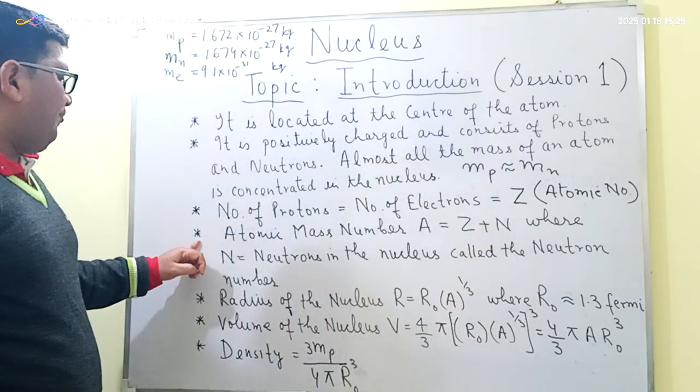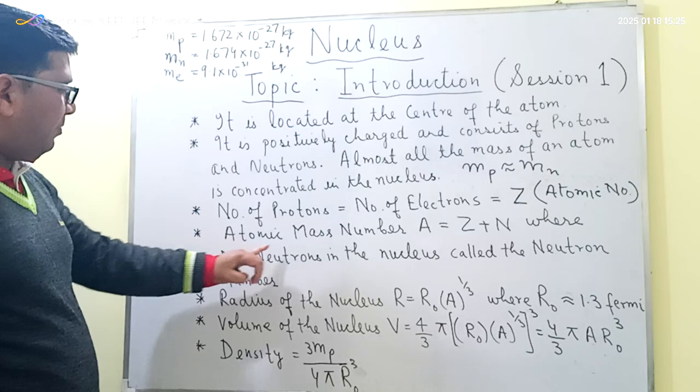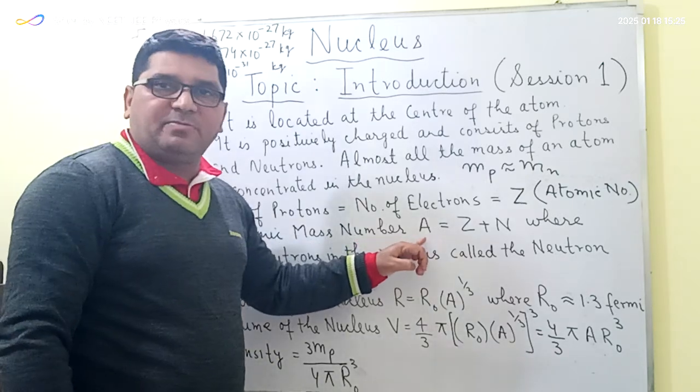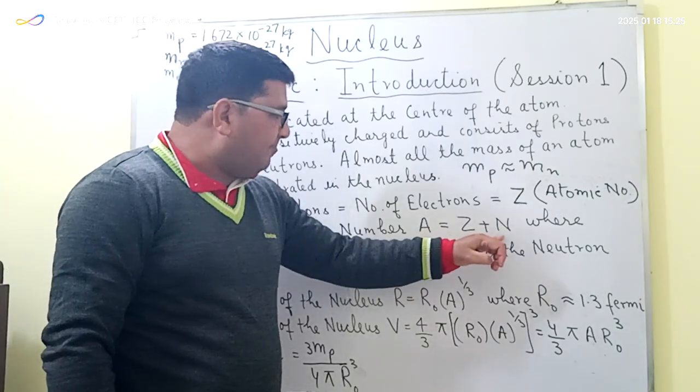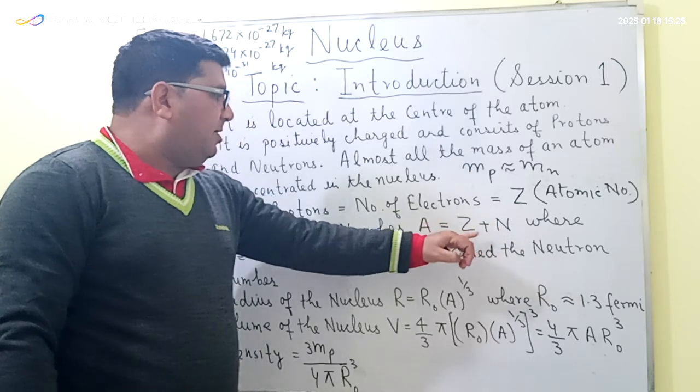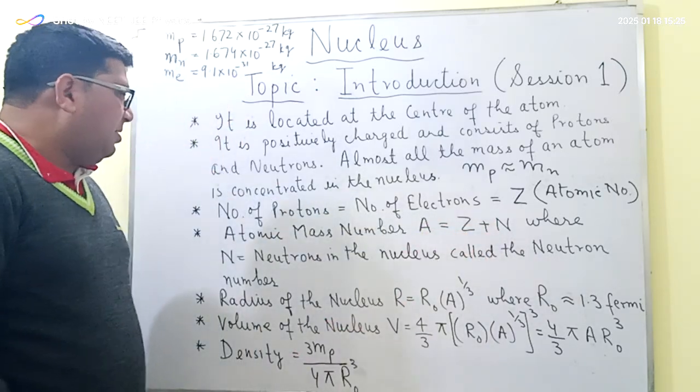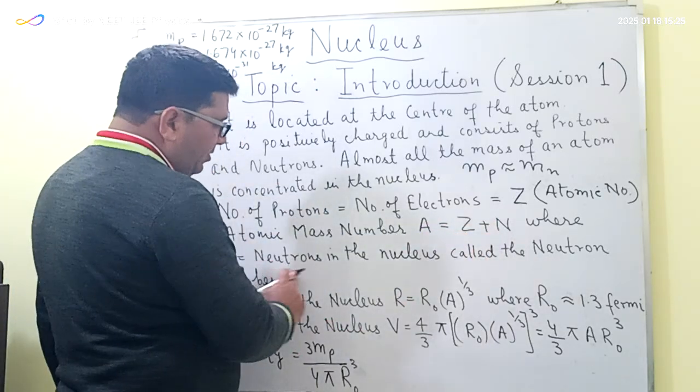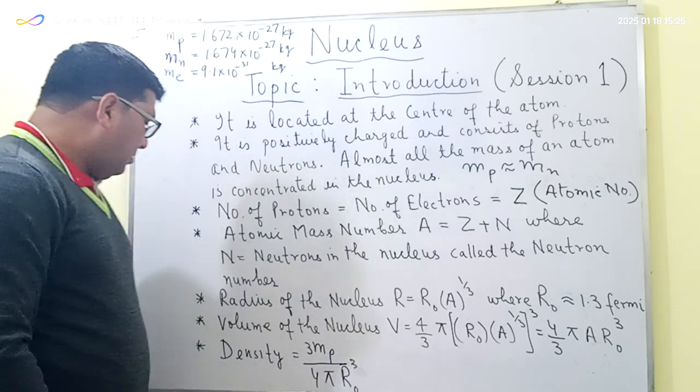The fourth point is the atomic mass number of a nucleus, which is depicted by capital A. This is equal to Z plus N, where Z is the atomic number and N is the neutron number, which is equal to the number of neutrons in the nucleus.